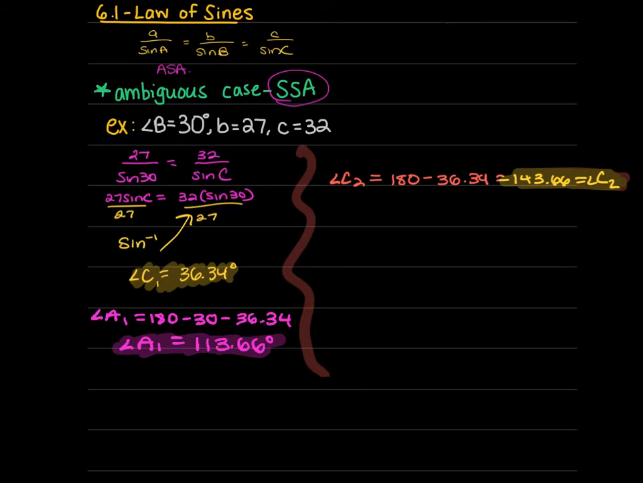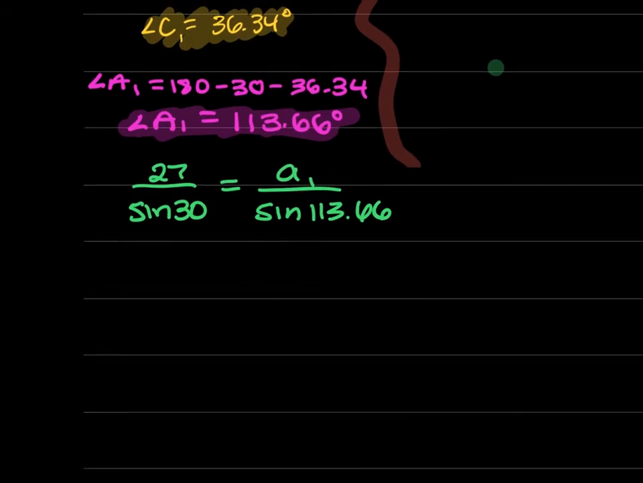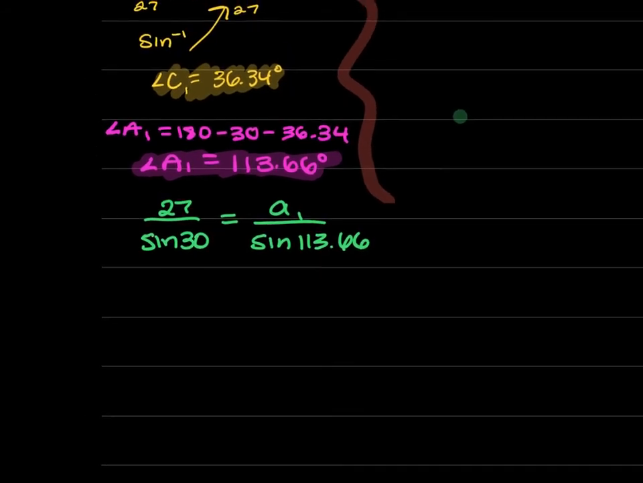Everybody with me so far? Now I've got to find my last missing piece, which is my side A. So I'm still going to use B that was given to me because I know for sure that's right. So I've got 27 over the sine of 30 equals A1 over the sine of 113.